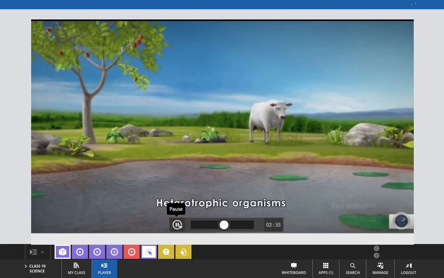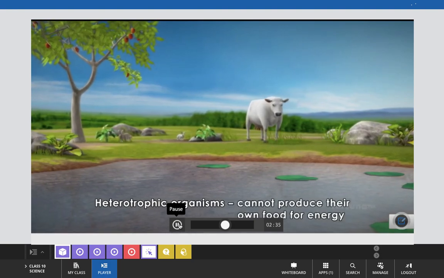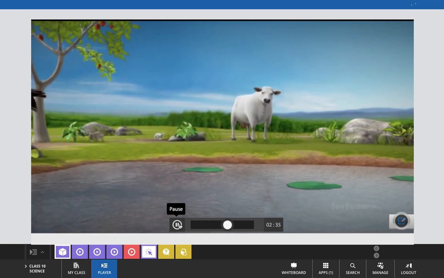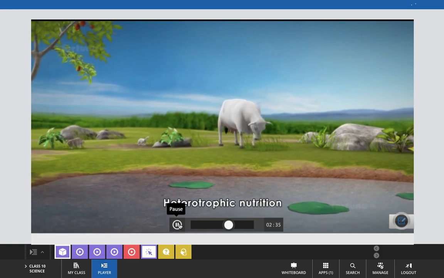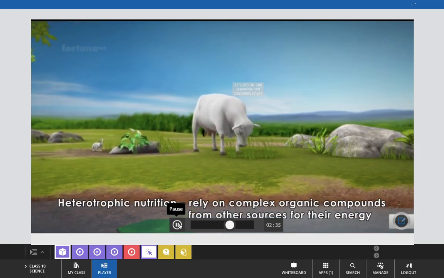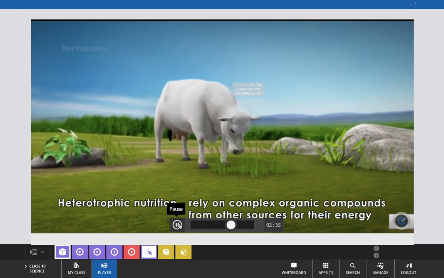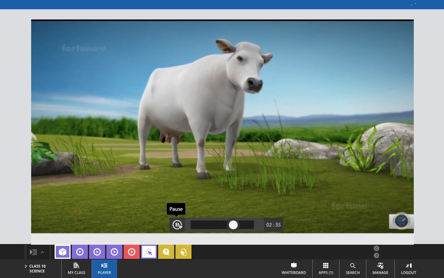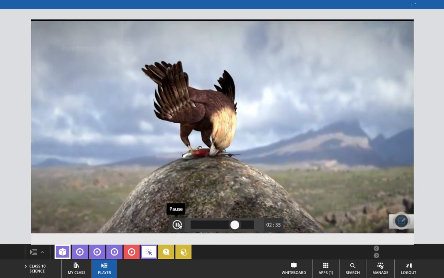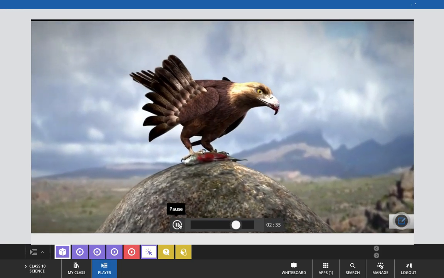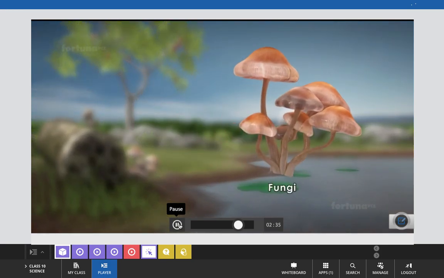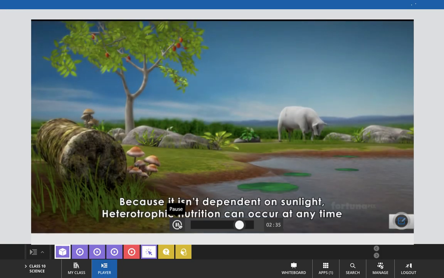Animals are heterotrophic organisms that cannot produce their own food for energy and instead depend on other organisms such as plants or other animals. They exhibit heterotrophic nutrition, meaning they rely on complex organic compounds from other sources for their energy. A cow, for example, must eat grass to get its energy. An eagle will have to eat other animals for its energy. All animals and fungi are heterotrophs. Because it is independent of sunlight, heterotrophic nutrition can occur at any time.